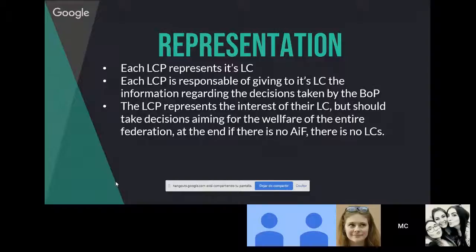And the next one is that the LCP represents the interest of their LC. That is super important. You are always representing your LC, but you should take decisions aiming for the welfare of the entire federation. Why? Because if there is no ISEC in France, there is no LC. Simple. So when you are taking decisions or when you are representing your LC, you need to have this in mind: you need to take the decision that is best for your LC, but also the decision that is best for the federation.